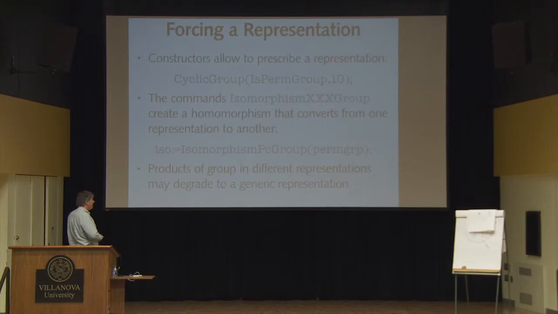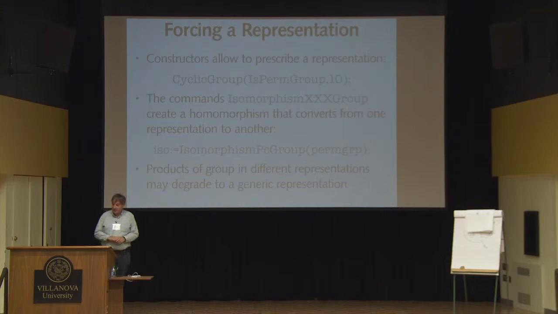And what you can do is, if you construct a group, tell GAP in which representation you want it. For example, a cyclic group by default is a PC group. If you want it instead as a permutation group, you need to tell the system explicitly. And there are also functions IsomorphismPermGroup, IsomorphismPcGroup, and so on, which give you an isomorphism from a group you have to another representation, which hopefully will be more amenable to your calculations. Sometimes this works well, sometimes it can degrade the representation and doesn't really help you that much. But in some cases, in particular if you're in the generic situation, this is worth doing.